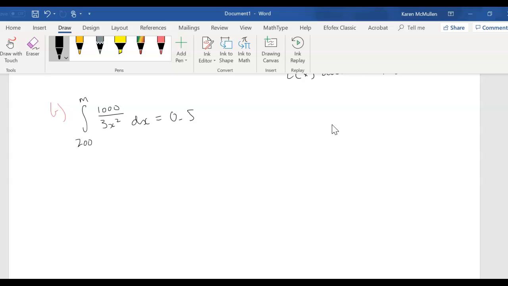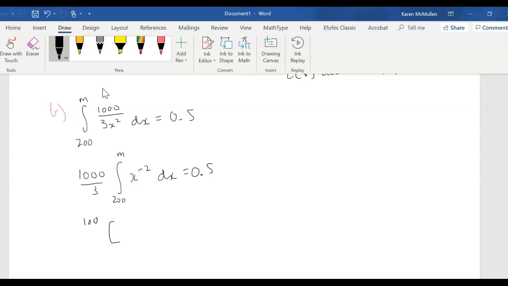Let's take 1,000 on 3 out, and we found the antiderivative. Oh no, that was, sorry, expected value is a bit different. Let's just rewrite that, 200 to m, and I've already taken the 1,000 on 3 out. So we're left with 1 over x squared, which becomes x to the power of -2 dx equals 0.5.